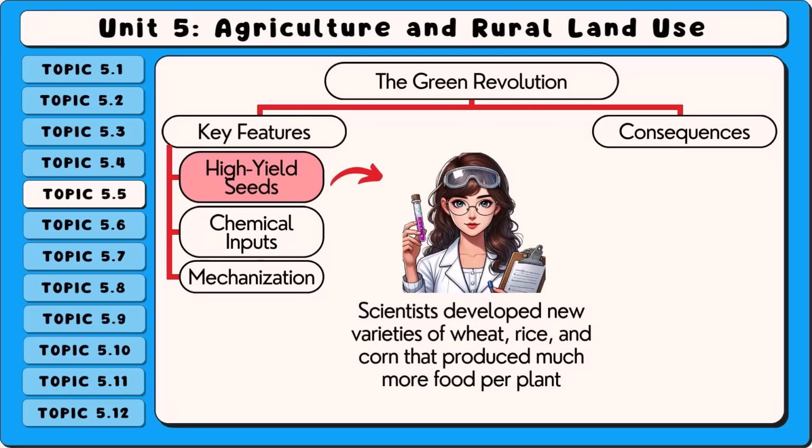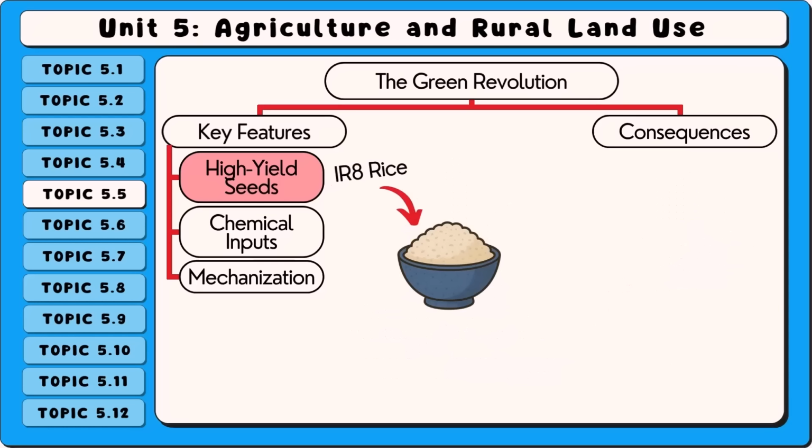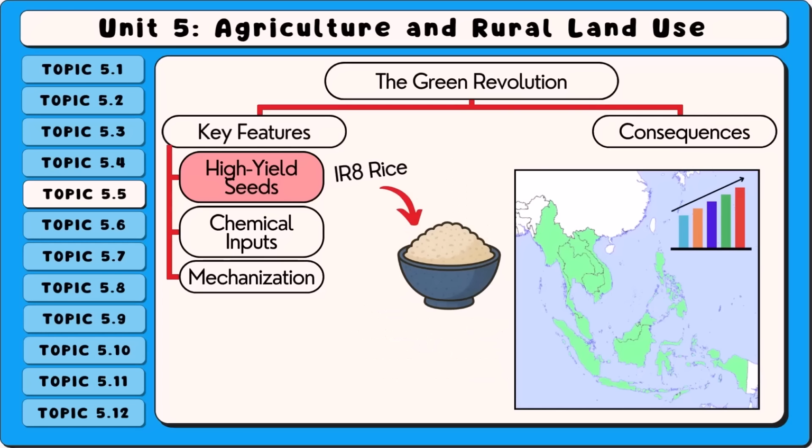Scientists developed new varieties of wheat, rice, and corn that produced much more food per plant. These seeds were often bred to resist disease and pests. One famous example is IR-8 rice, which dramatically increased rice yields in Asia.